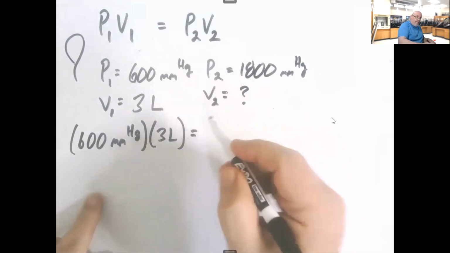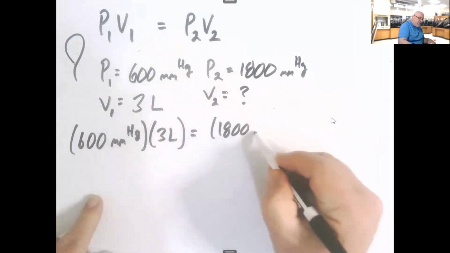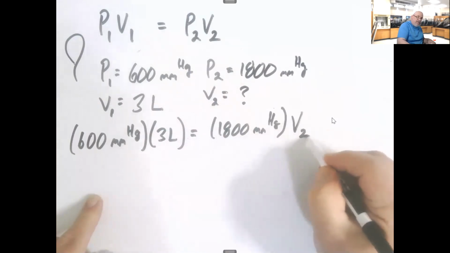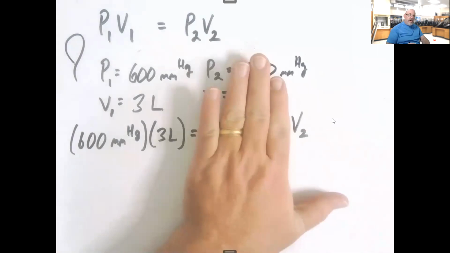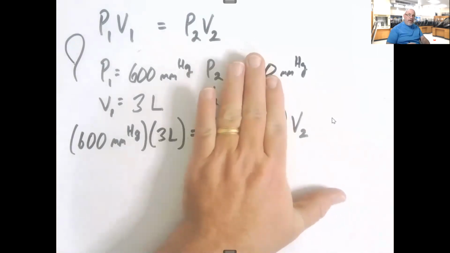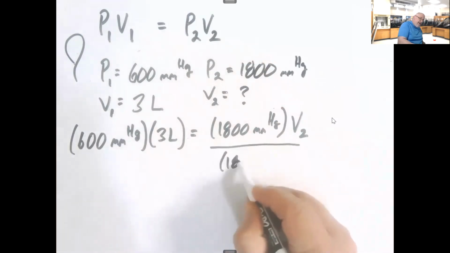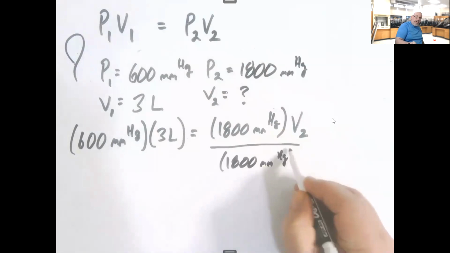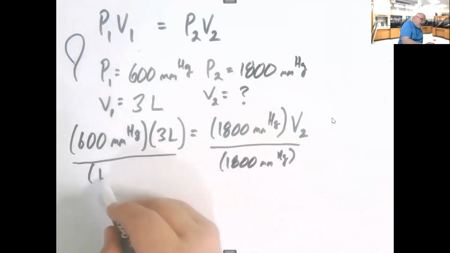our left-hand side. And then P2 is given, it's 1800 millimeters of mercury times an unknown V2. Now again, we want to solve for V2, so we want to get rid of everything that's there. So to do that, we're going to divide this side by 1800 millimeters of mercury. But of course, whatever we do on the one side, we have to do the other as well.